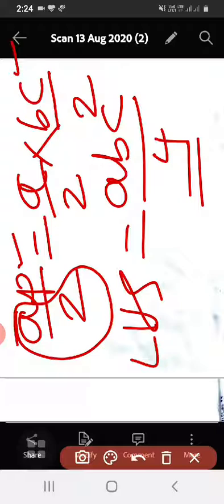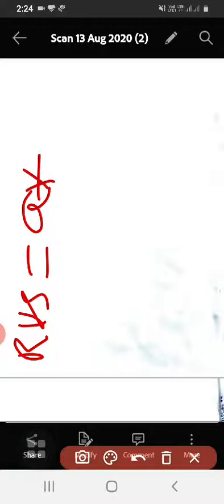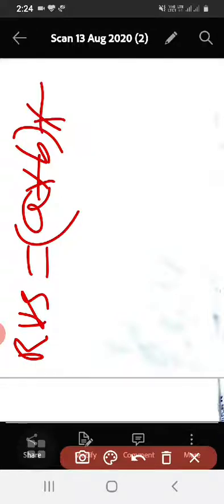So let's check the other side, the right hand side. If I get ABC by 4, then it will be associativity. So let us check it. This is the answer for LHS. So let's go for RHS. So what was RHS? A star B star C. I think this is our RHS.